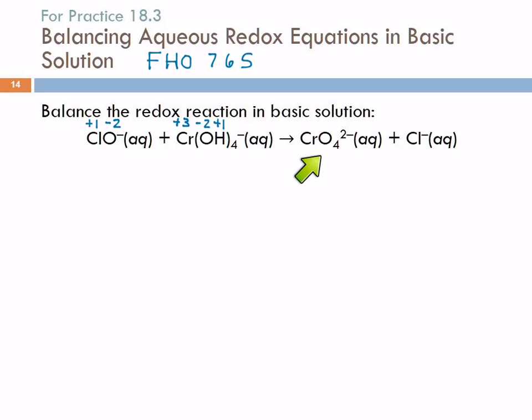Over here, chromate ion. So again, the oxygen gets to be -2. So that's a total of -8. The oxidation states have to add up to -2. So the chromium is +6. And then chloride ion is -1.